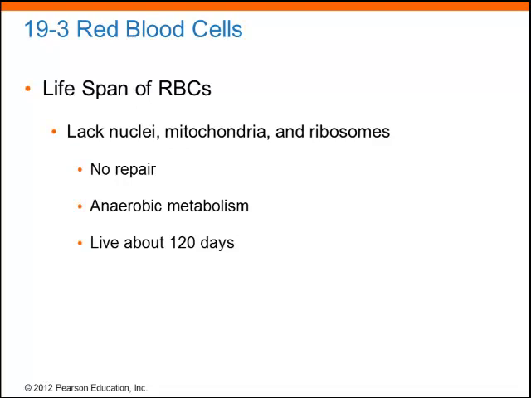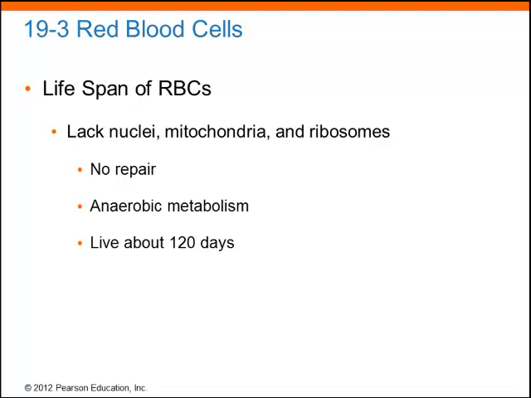Additionally, red blood cells have no mitochondria. When you remember that mitochondria are where aerobic respiration takes place, that's the use of oxygen to produce ATP, it kind of makes sense that the cells that carry oxygen to your other cells don't use oxygen themselves.